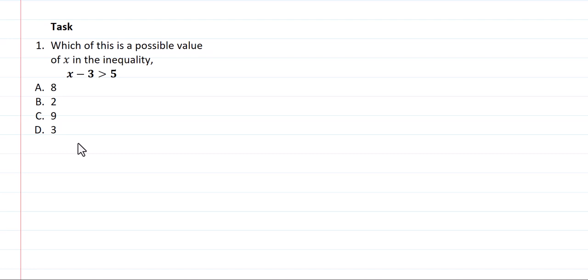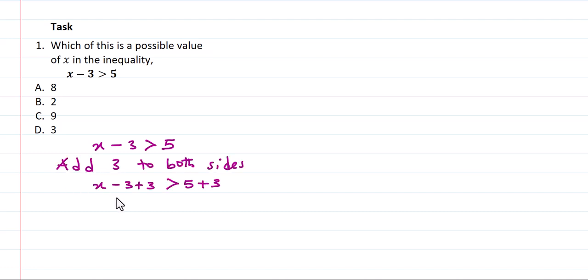Okay, so we'll have a task. The question says, which of these is a possible value of x in the inequality? So we'll have x minus 3 is greater than 5. Now, since we have a negative connecting this constant and variable, what do we employ? A positive. So we have to add 3 to both sides, right? Doing that, x stands alone on the left-hand side, is greater than, minus 3 plus 3 cancels out, and then 5 plus 3 is 8.